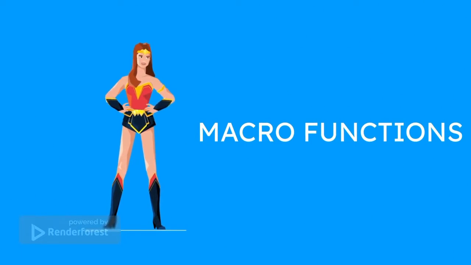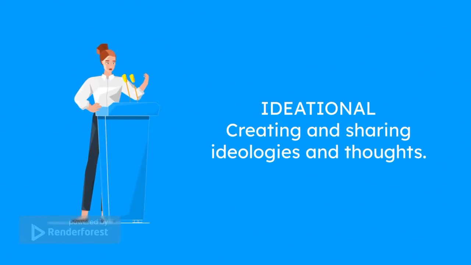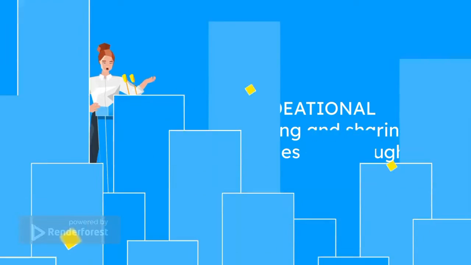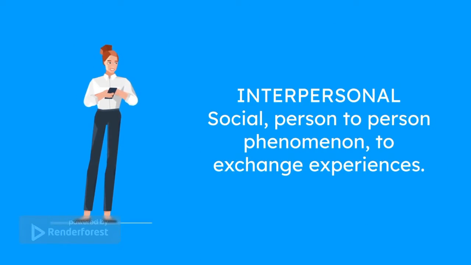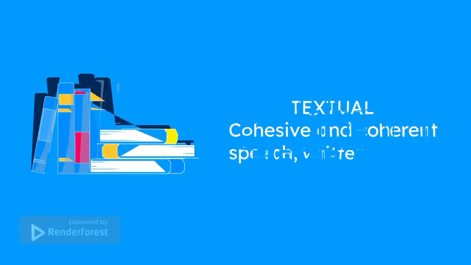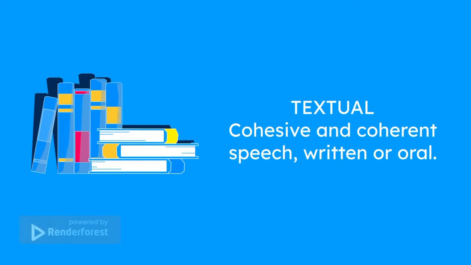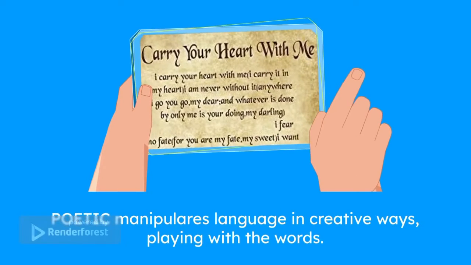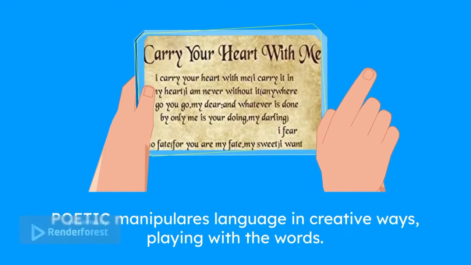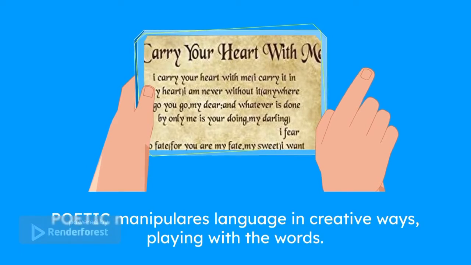Macrofunctions. The ideational function has to do with the creation and sharing of ideas and thoughts, for example, in a politician's speech. The interpersonal function is used to exchange personal experiences, for example, in social media chats. The textual function is a cohesive and coherent speech that can be written or oral. Usually, for example, we can find it in textbooks. The poetic function manipulates the language in creative ways, playing with the words, for example, in poems.